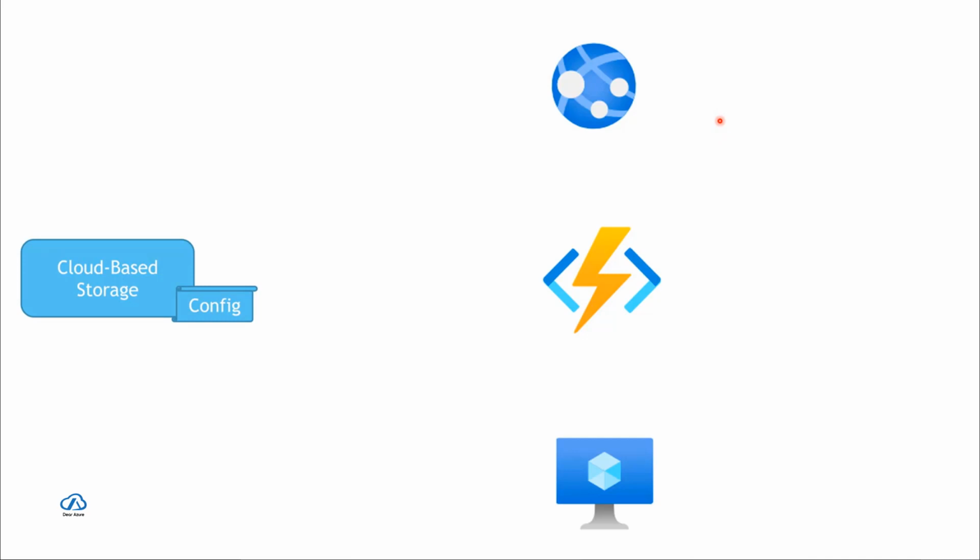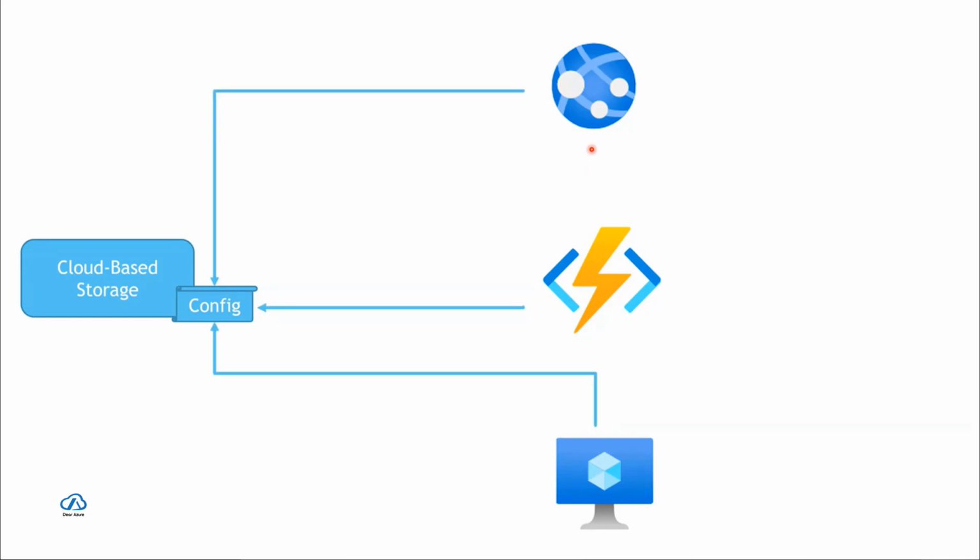Now let's clean this up and see how we can use an external configuration store to improve this situation. What we are going to do here is use a cloud-based storage, and we are going to pull out the configuration from the different components, from the Azure App Service or Function App or on the VM, and put these configurations in a cloud-based storage. The cloud-based storage could be a SQL database or blob storage or a key vault. So all of these different services are going to call or directly access the cloud-based storage to get their configuration data.